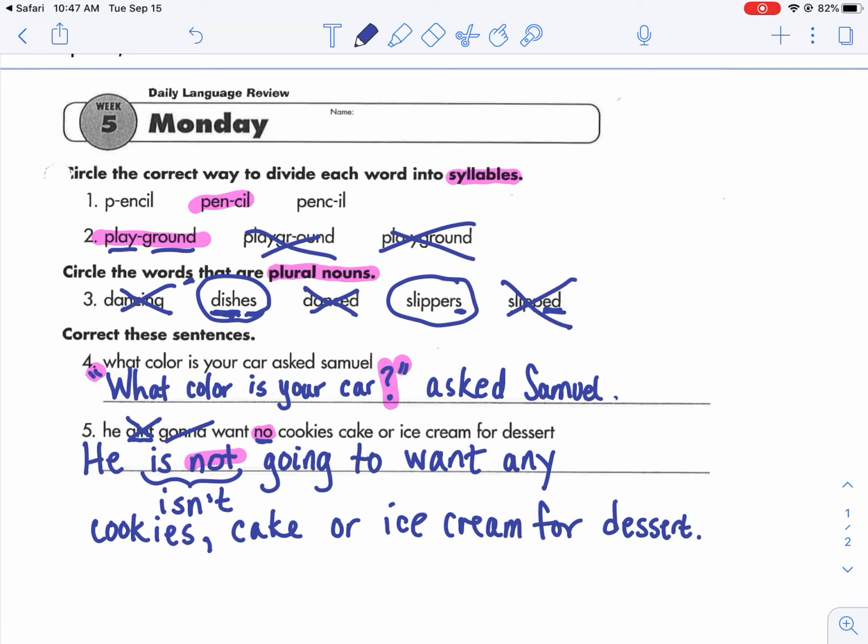Okay, maybe now you're getting hungry. So since you're at home, you can go get something to eat and then finish up the rest of your assignments, your spelling and your reading log for today.